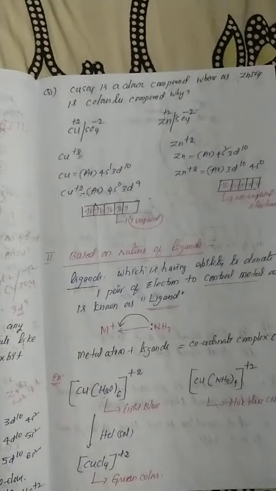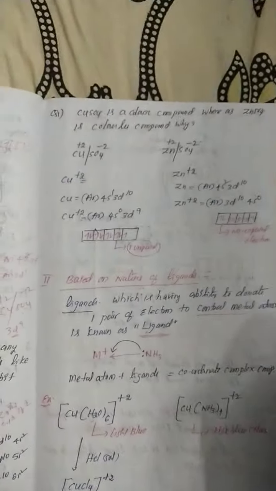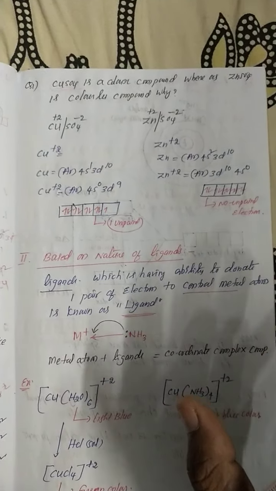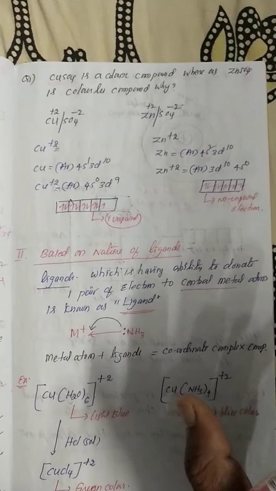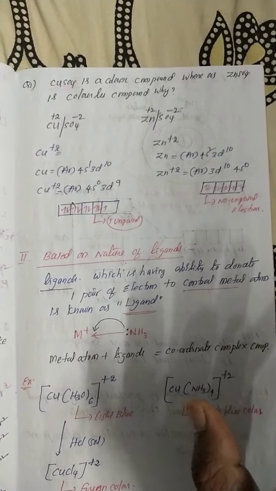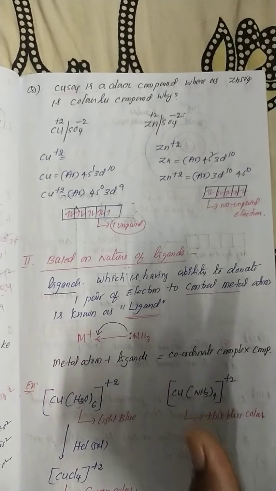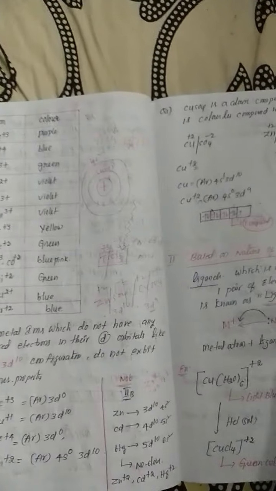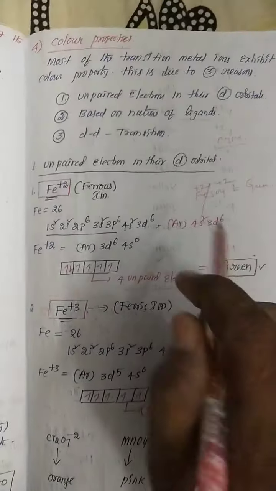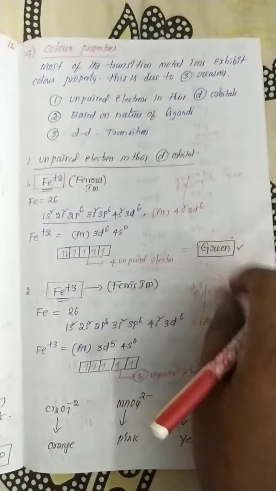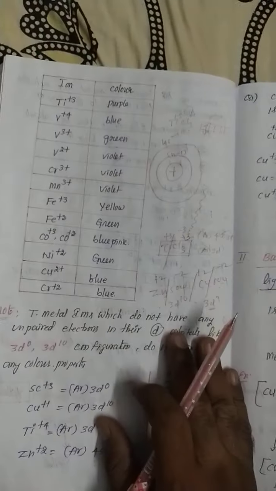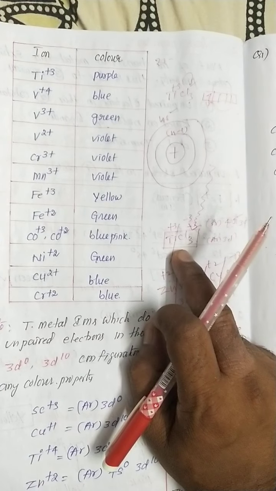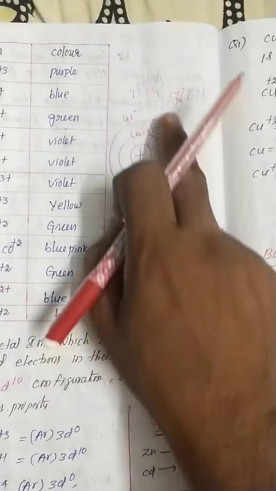This is the most important point, my dear students. Ultimately I already discussed 3 reasons. Number 1: if any transition metal compound has unpaired electrons, that compound definitely exhibits color property. Second is the nature of the ligands. And third is the d-d transition. It's the most important, my dear students. We already completed the first reason: the unpaired electron present in the d orbital. Definitely that kind of compound shows color property. How a compound with unpaired electrons in the d orbital shows color, I will explain clearly here.